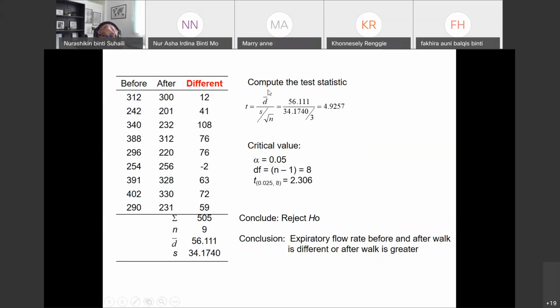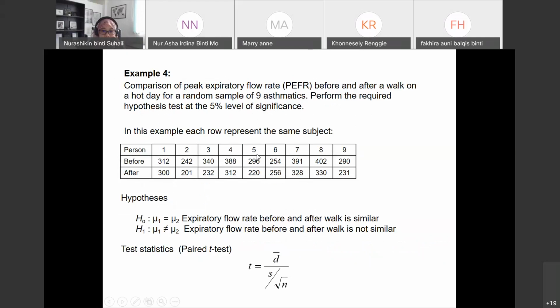Okay, the S value here you get by applying the S squared formula from just now. I think you know how to use it. The S value in this case is 34.174. So the T in this case is 4.9257. Is it a complete example? Oh, it's a complete example. Okay, sorry. I didn't read the problem before.